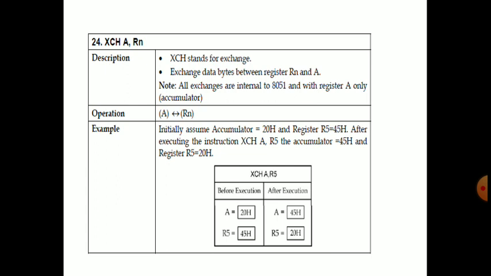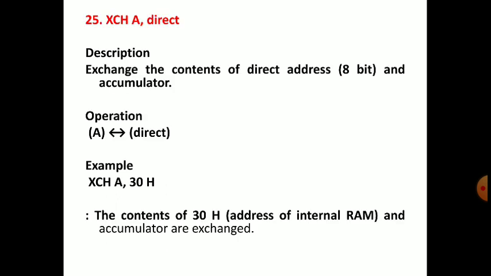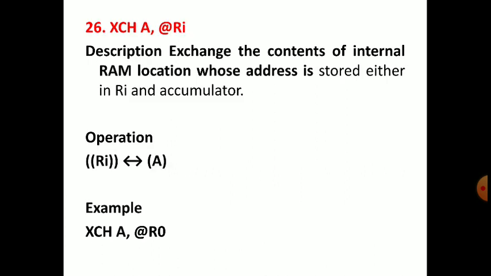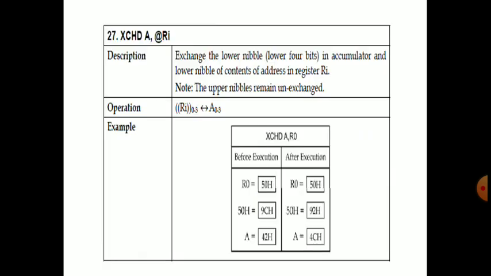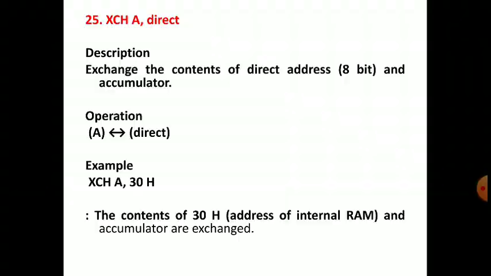In the example we have seen XCH A, R5, that is, before and after execution we have seen, and the internal exchanges must be with the accumulator only. In the second instruction, XCH A, direct, so that way we have seen only XCH A, A. So internal exchanges are with only the accumulator register.